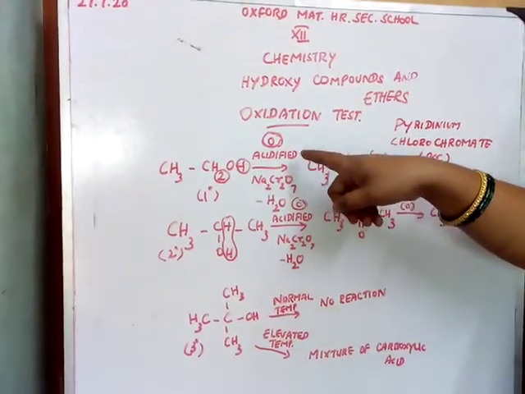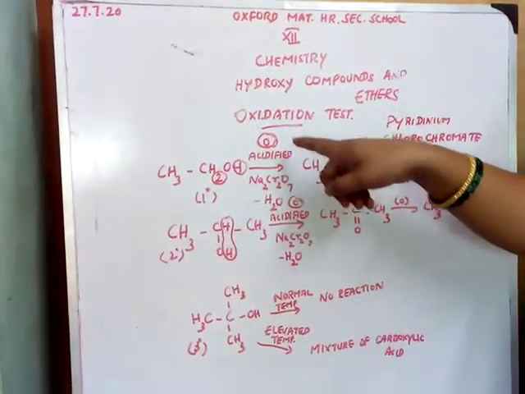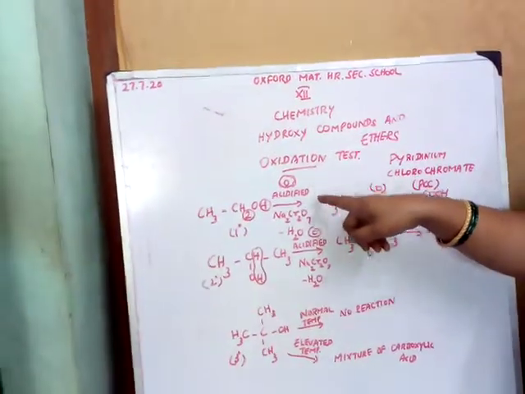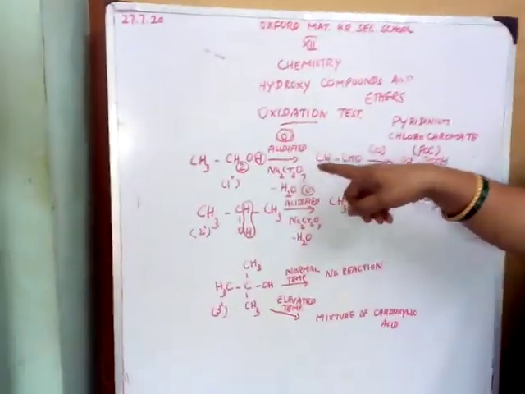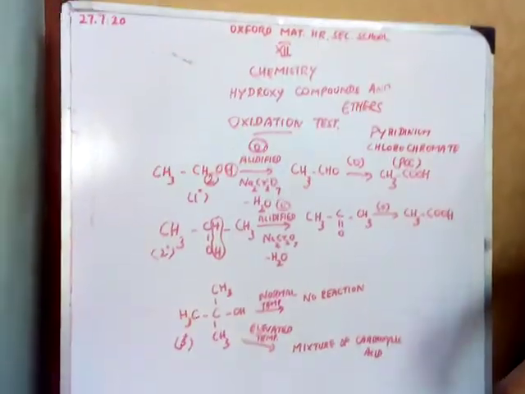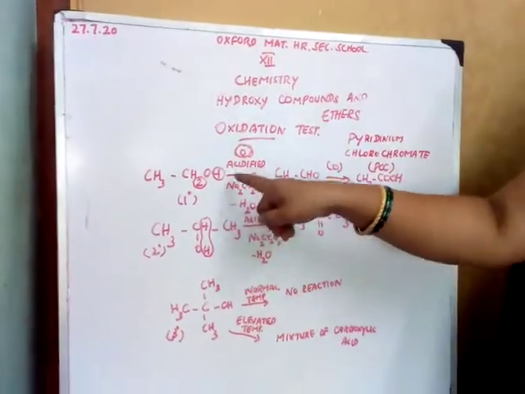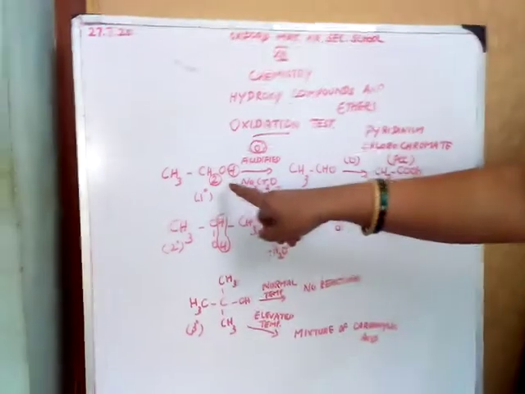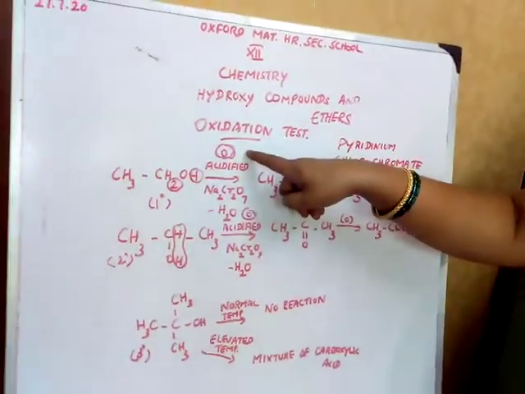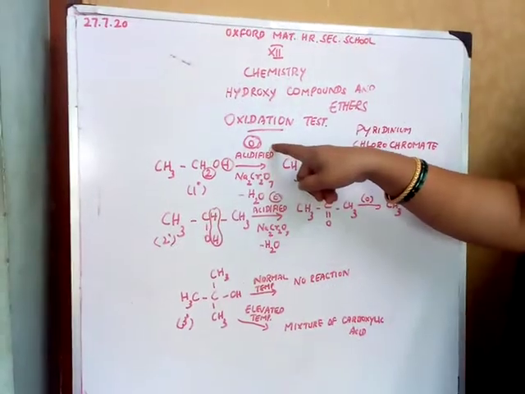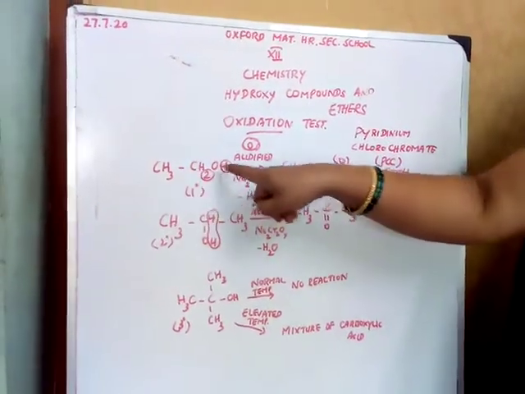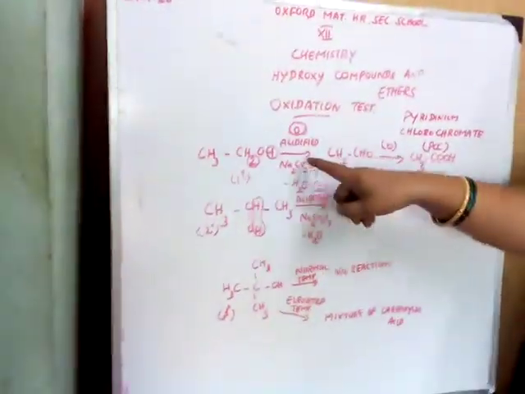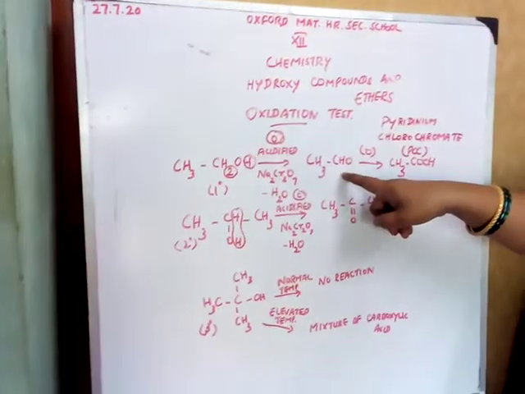For oxidation, we are using acidified potassium dichromate or acidified sodium dichromate. Here they are taking acidified sodium dichromate, which is one of the most powerful oxidizing agents. Whenever we use acidified sodium dichromate, the primary alcohol is oxidized because it supplies nascent oxygen. So this hydrogen and oxygen together are eliminated as water. Finally it gives CH3CHO, that is acetaldehyde.